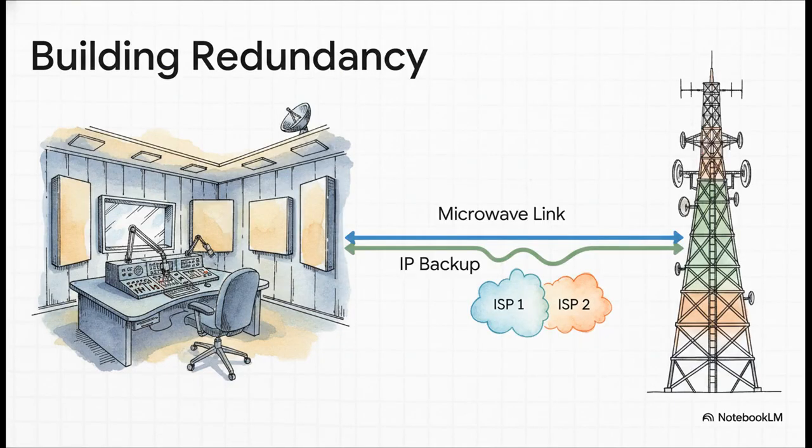The way they do this is by building in redundancy. The golden rule is you never, ever rely on just one path. So a station might have their main microwave link and then use a regular internet connection as a backup. Or if they've gone all in on using the internet, they'll sign up with 2 totally different internet providers. That way, if one of them has an outage, it doesn't knock the station off the air.